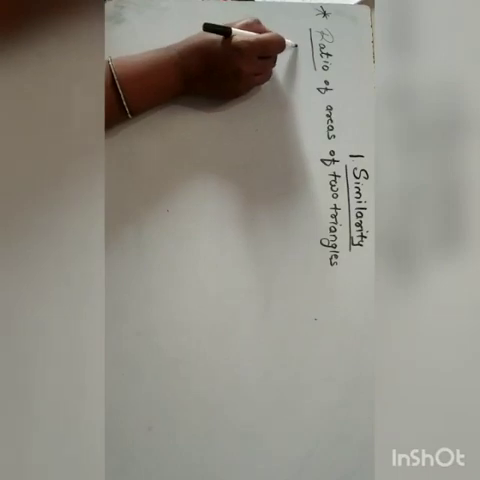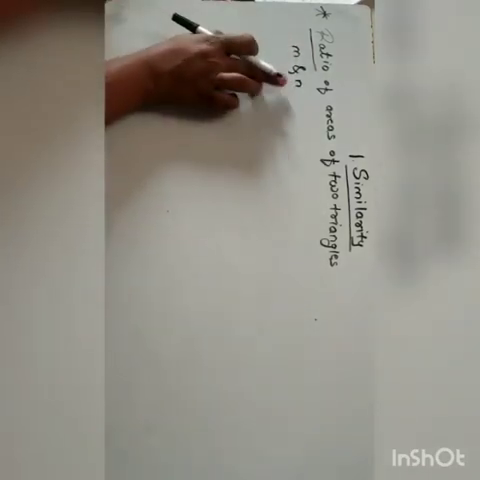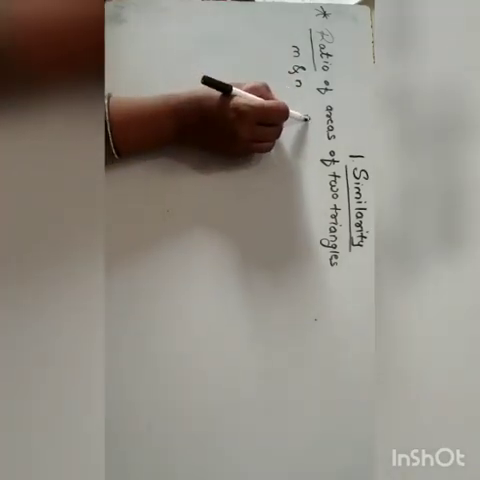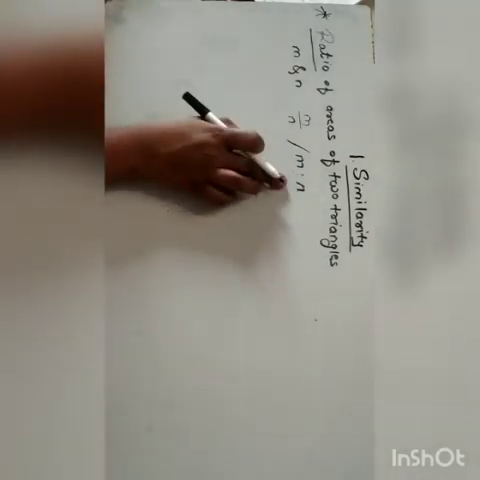So the ratio means the reduced form of two numbers. Suppose we took two numbers, m and n. These two numbers are in proportion. The meaning of it is that m upon n, or we write it as m is to n. So these are in proportion.